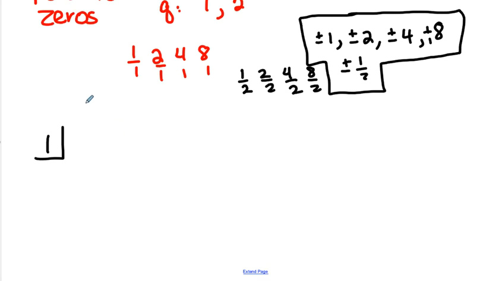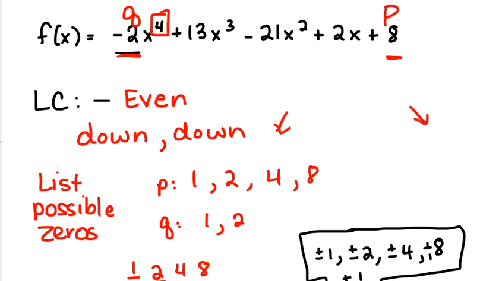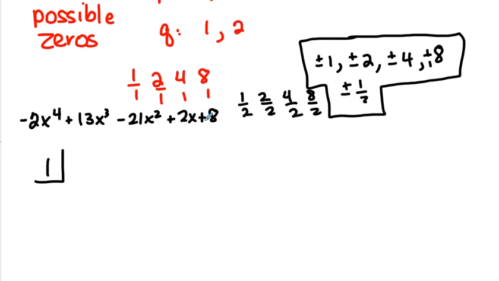And again, my polynomial was negative 2x to the fourth, plus 13x cubed minus 21x squared plus 2x plus 8. And one thing that's kind of helpful for me too, and I forgot to mention it, is that leading exponent of 4 means that it's going to have 3 turns to the graph. To find the amount of turns, you take the highest exponent and just subtract 1 from it. So I know that this graph is going to turn 3 times before it has this end behavior of down, down. All right, so let's get back to it. I'm going to test 1.